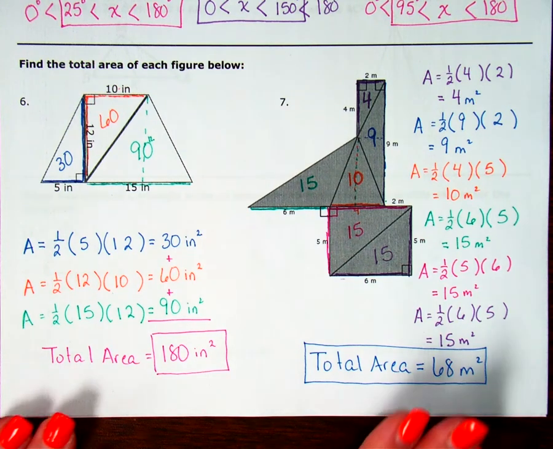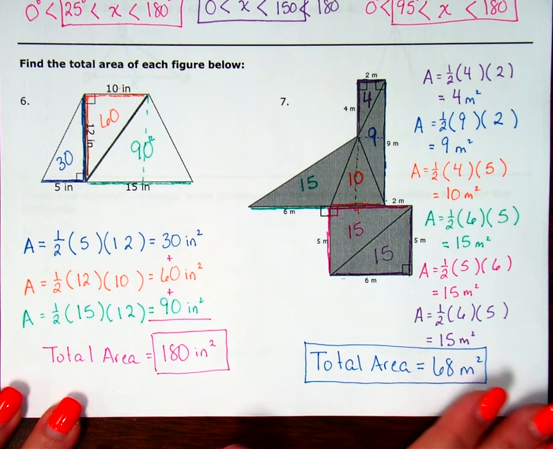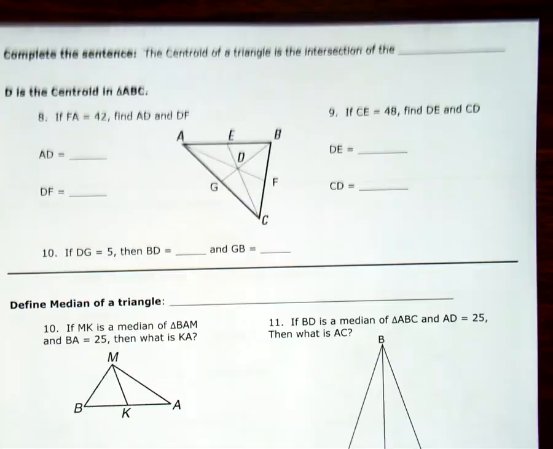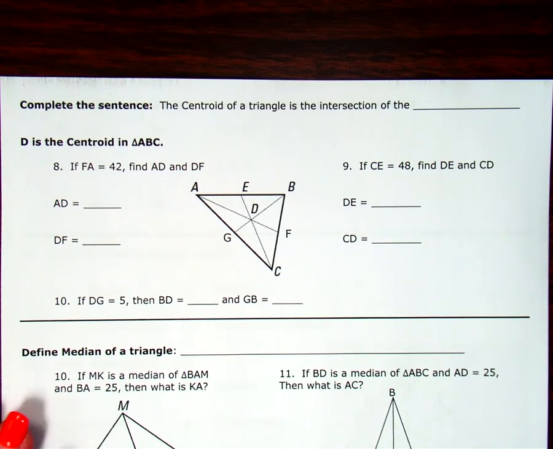Welcome back. In the last video, we looked at finding areas of irregular shapes using just the areas of triangles. Let's keep going. Complete the sentence.